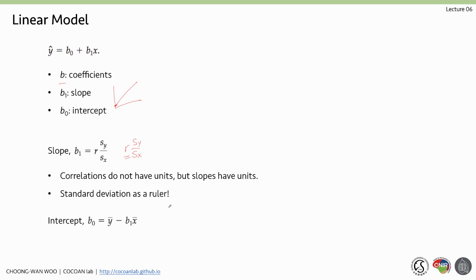And we can calculate the intercept using the means, because the line will pass through the mean of x and y every time. We can replace x and y with the mean of x and the mean of y, and then we can calculate b0.